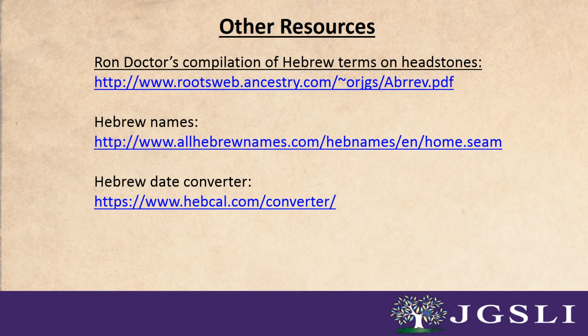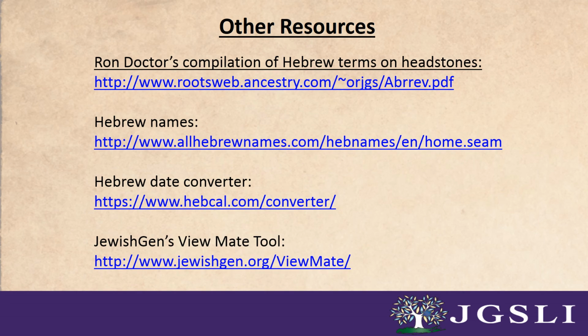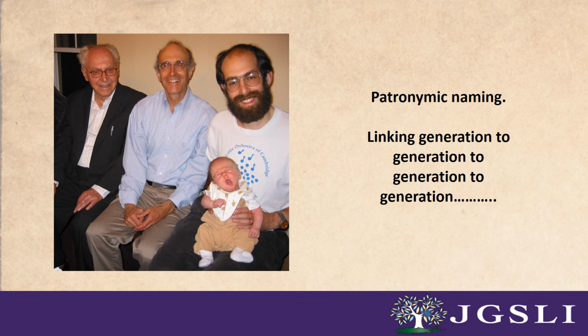And finally, you should be familiar with JewishGen's ViewMate tool. This is a place where you can post headstone photos, short letters, or other source documents in one language and ask volunteers to help transliterate that information into English. As you can see, understanding Hebrew patronymic naming practices is an excellent way to link together generations. With all the difficulties we have with Jewish genealogical research, name changes, country and town name changes, missing or destroyed records, Hebrew patronymic naming is a practice we should all take advantage of.